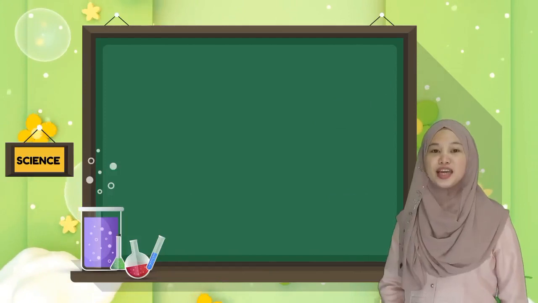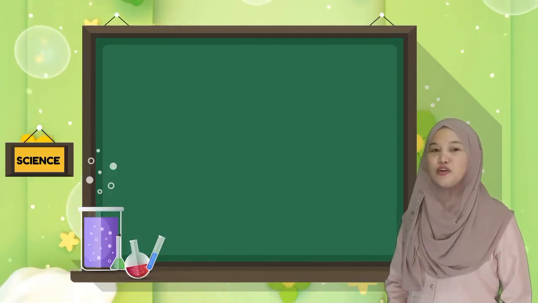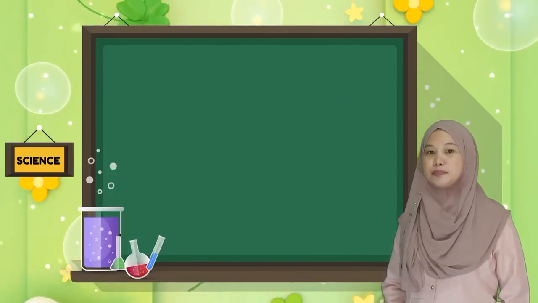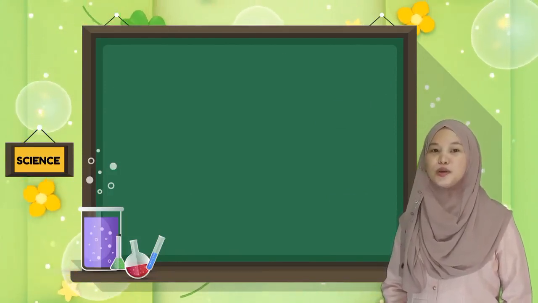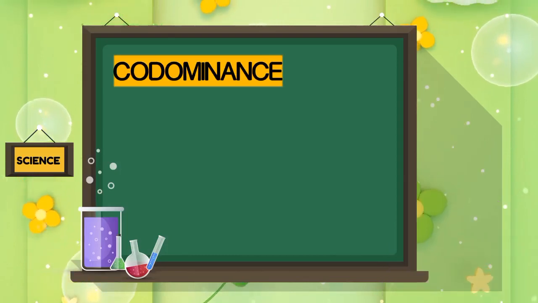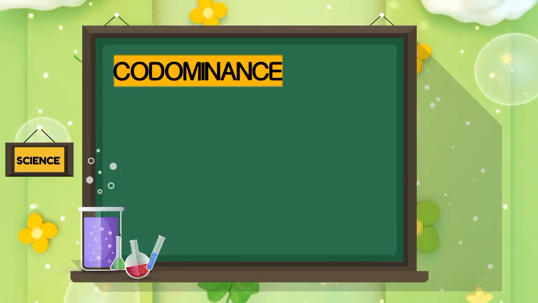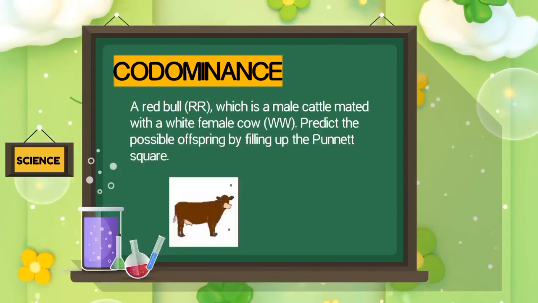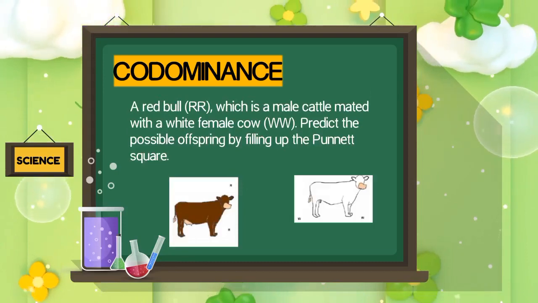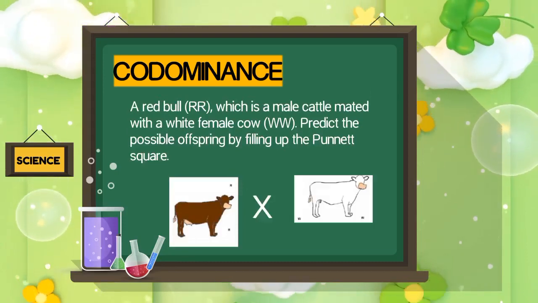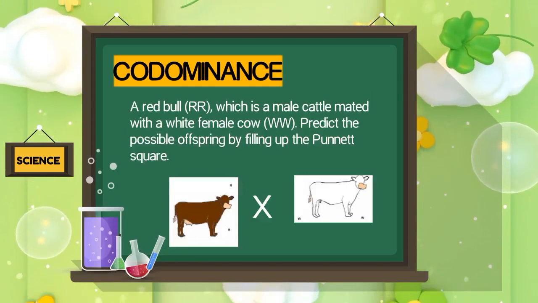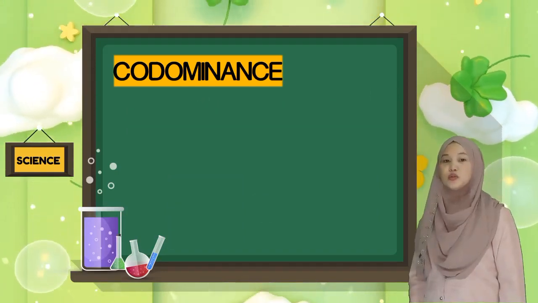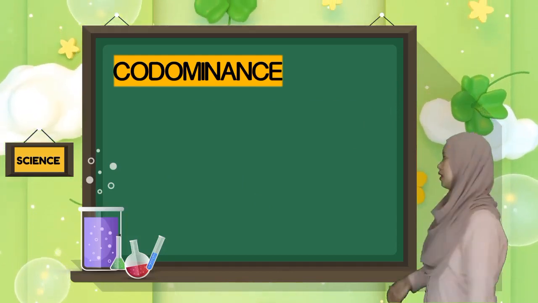So now that we understand incomplete dominance, let's discover another pattern of inheritance that does not follow Mendel's principles as well, and that is codominance. So now, let's proceed to a problem involving codominance. So here is the problem. A red bull, which is a male cattle, mated with a white female cow. Predict the possible offspring by filling up the Punnett square. So if we are going to construct a Punnett square, it would look like this.